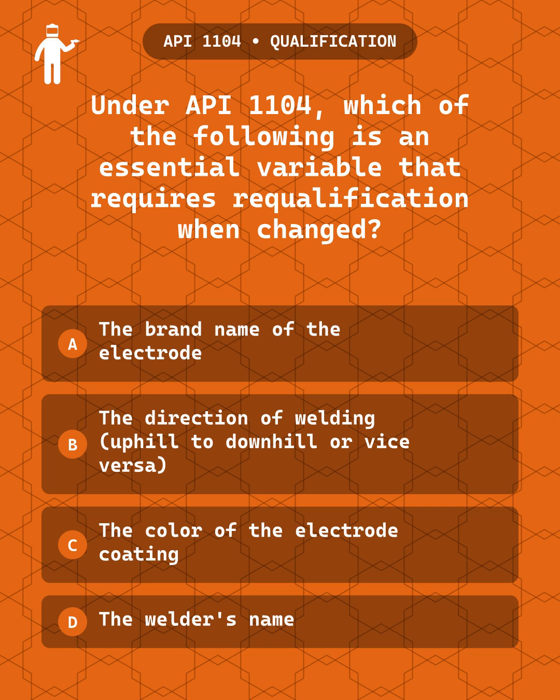Question 1. Under API 1104, which of the following is an essential variable requiring requalification when changed? Is it A, the brand name of the electrode, B, the direction of welding, uphill to downhill or vice versa, C, the color of the electrode coating, or D, the welder's name?